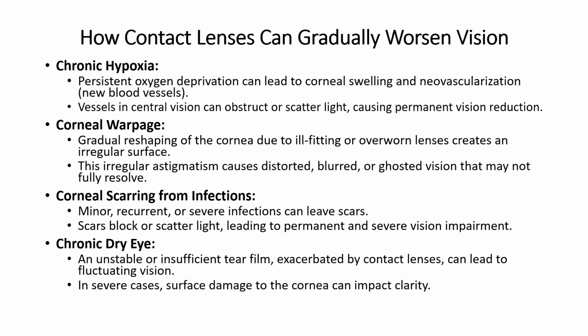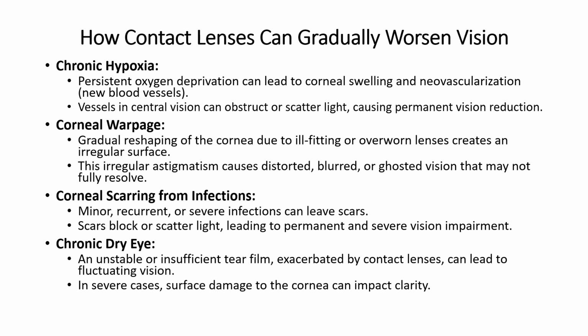While some issues like infections can cause rapid vision loss, contact lens use, especially improper use or overwear, can also subtly and gradually worsen your vision over time through several mechanisms. Firstly, chronic hypoxia, or persistent oxygen deprivation, can lead to corneal swelling and the growth of those abnormal new blood vessels, called neovascularization. If these vessels grow into your central visual area, they can directly obstruct or scatter light, resulting in a permanent reduction in your vision.